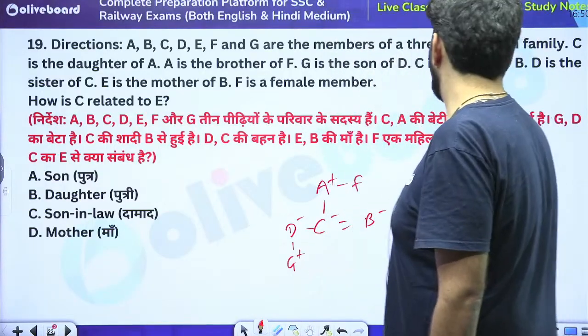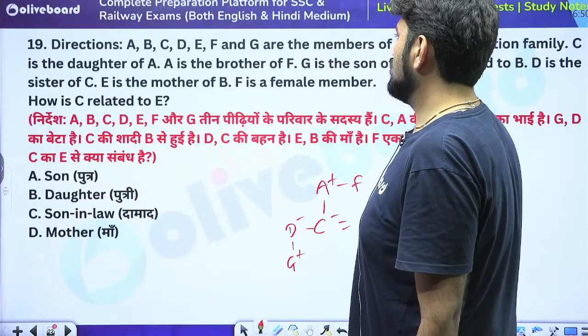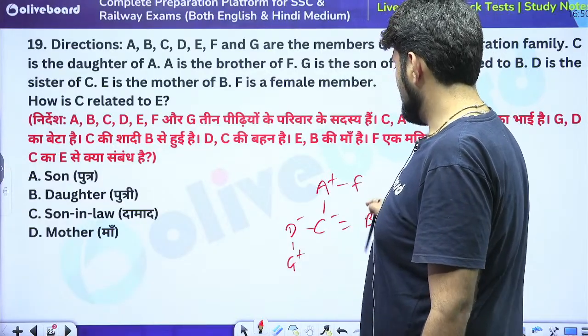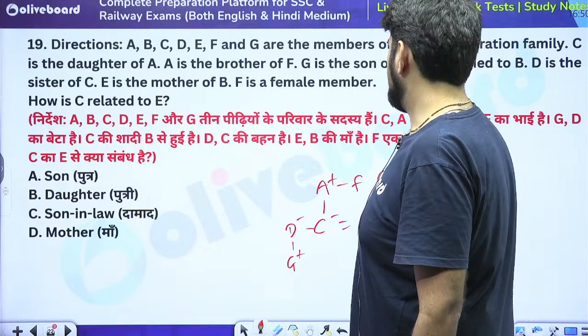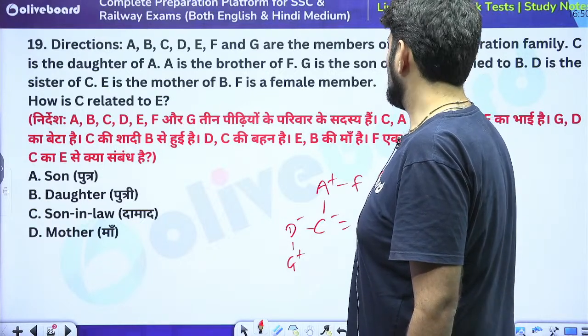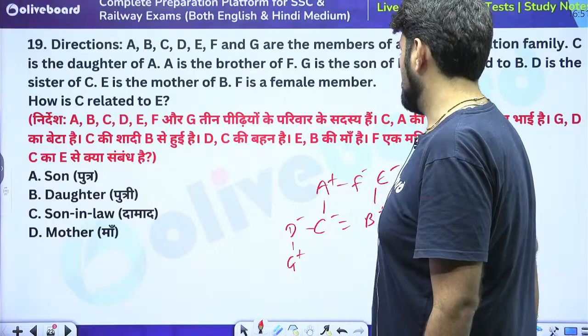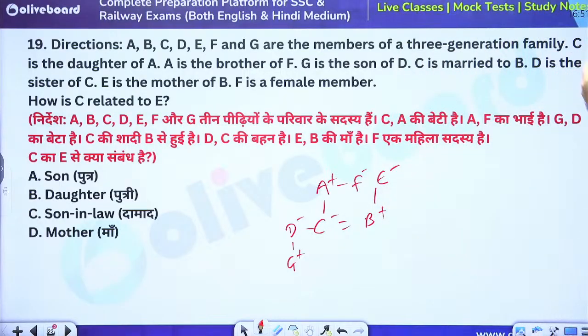C is married to B. Okay, already written. E is the mother of B. Okay, E is her mother. And B is a female member. F is a female member. Now, how is C related to E?